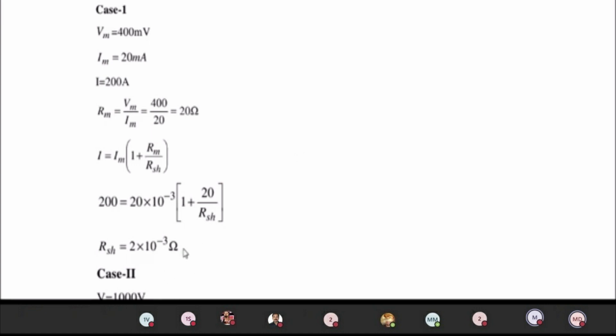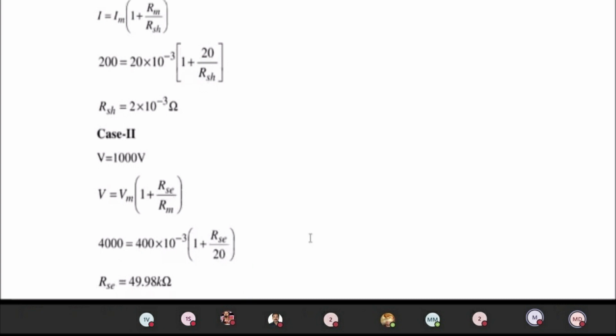So this is the case number 1 result. While acting as an ammeter, the shunt resistance is 2 into 10 to the power minus 3, that is 2 milliohms. How to convert this into a voltmeter such that it can measure up to 1000 volt? That is the question.